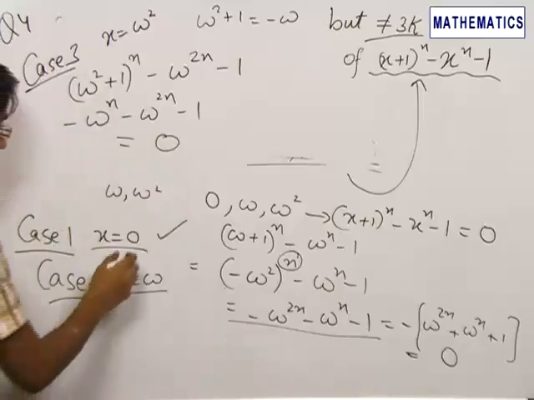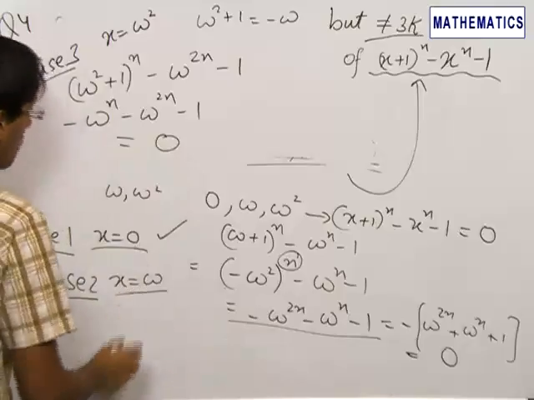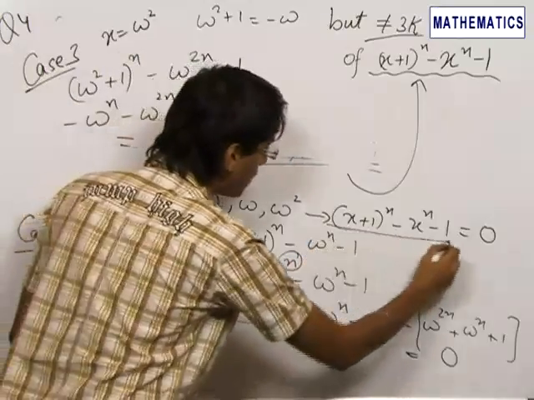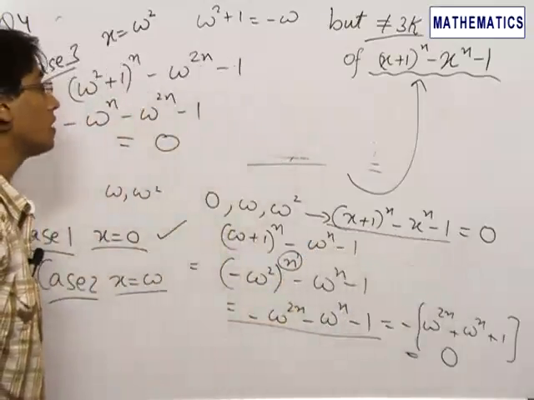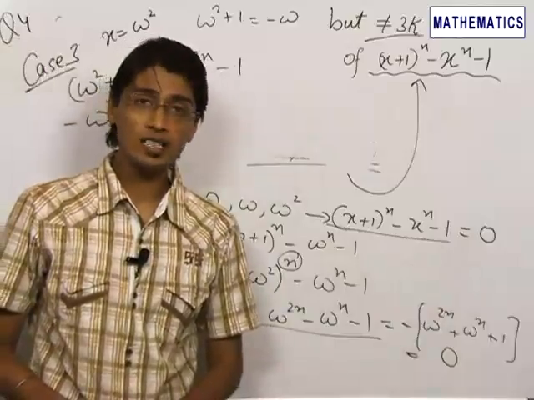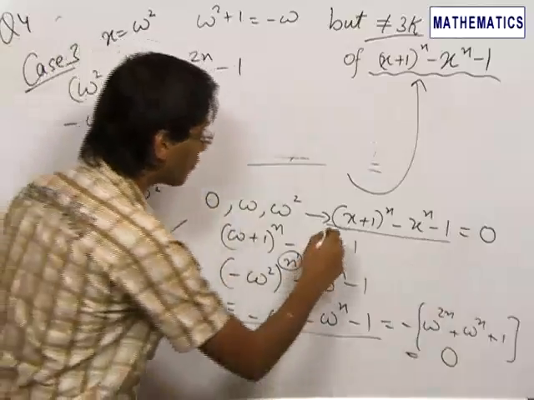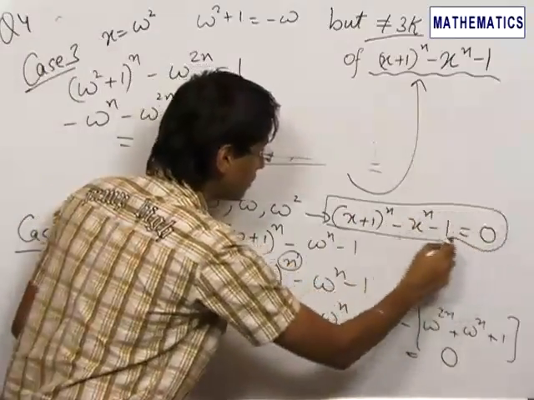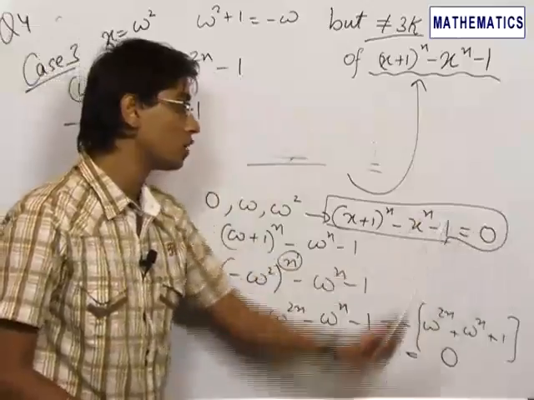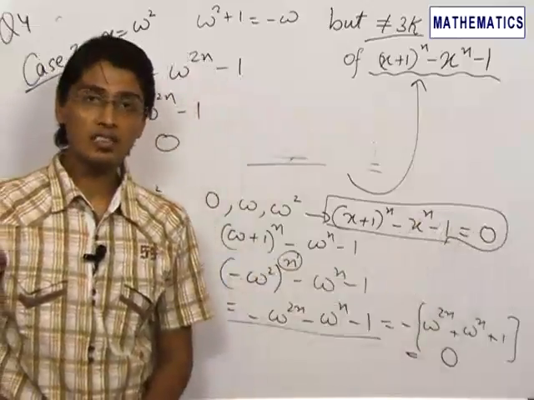Hence we have proved that on putting x equals 0, omega and omega square, the value of the expression (x plus 1) power n minus x power n minus 1 becomes equal to 0. Hence x equals 0, x equals omega and x equals omega square are the roots of the equation (x plus 1) power n minus x power n minus 1 equals 0, which is the desired result to be proved.